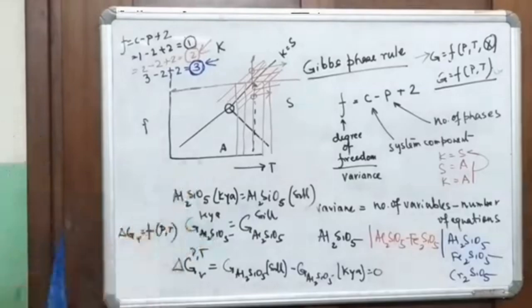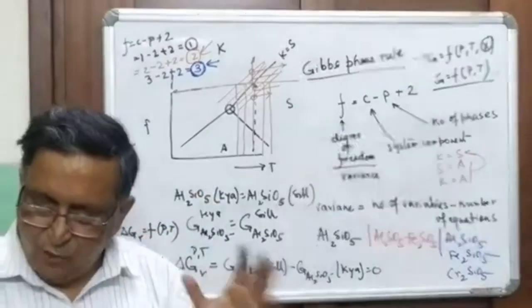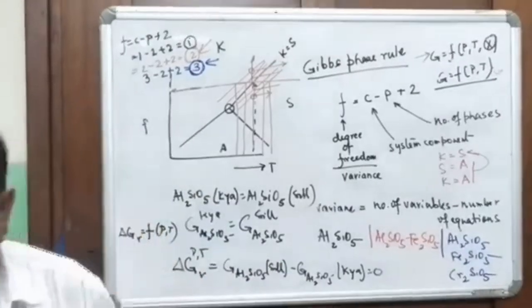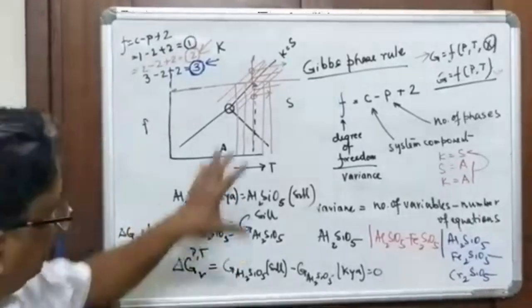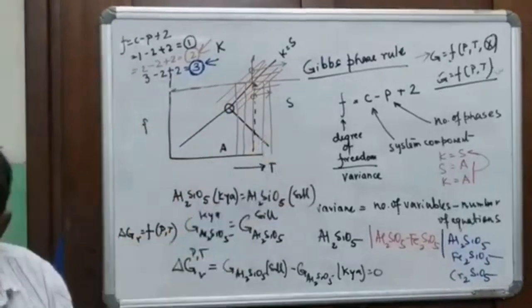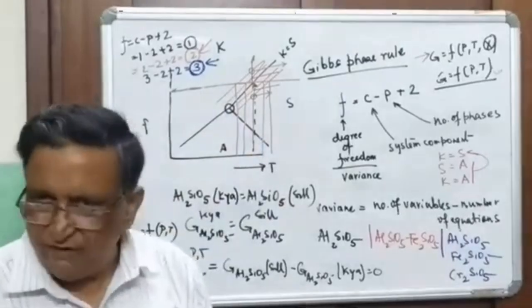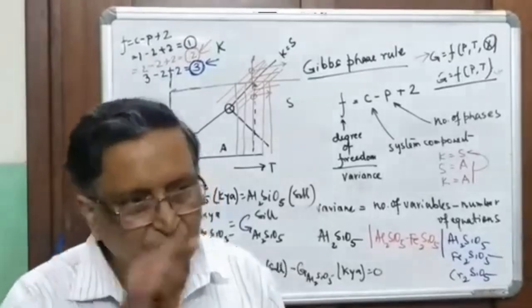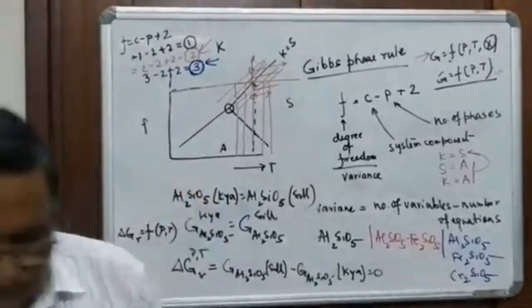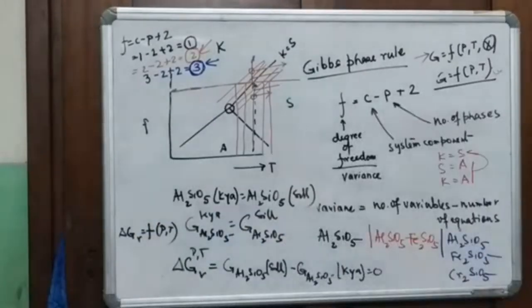Okay? I think we will stop here. I hope I've been able to impress upon you the importance of system components and phase components, and metamorphic variables, how they work. Next, we will come to a very, very important, interesting thing. And that I will do in the 5th lecture. Thank you.